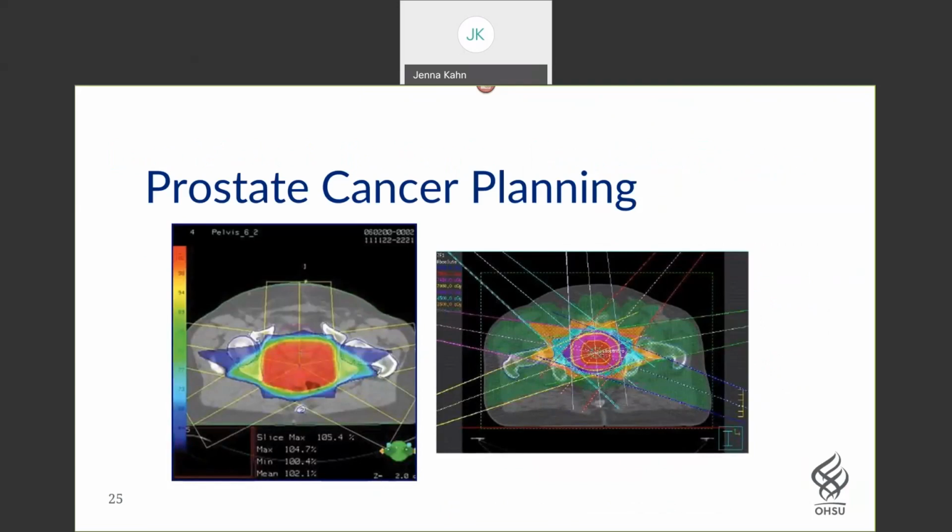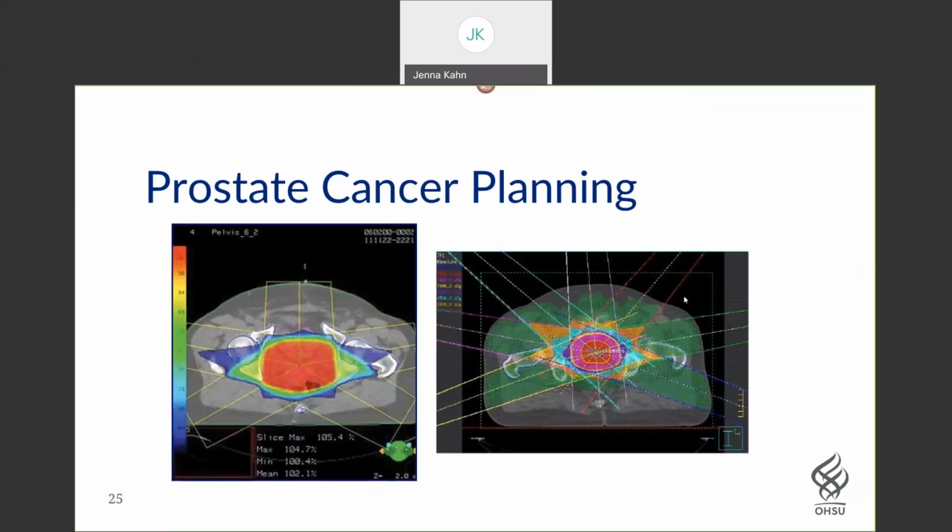When we talk about prostate cancer planning, initially it used to be 4 fields. So you can see here, these are the fields that are coming in. So it would be just one in the front, one in the back, and one from each side. As we've had fancier treatment planning, we put in more beam options that decreases the dose to other areas, and we're able to form a more conformal dose distribution to our target and decrease our dose to other structures that we don't want to give radiation to, such as the bladder and the rectum.